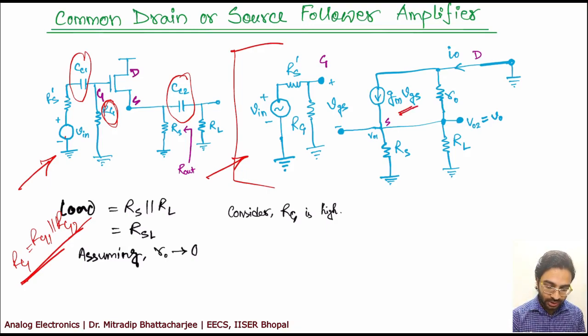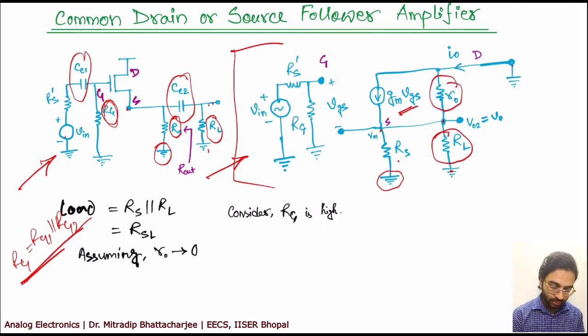Then you have the gm Vs term. Your source is connected to RS, which goes to ground. You have RL connected between the source and ground. You have R0, which is the output resistance of this MOSFET, and then your drain is also connected to ground.